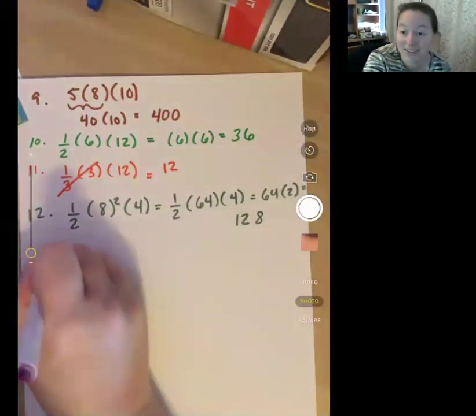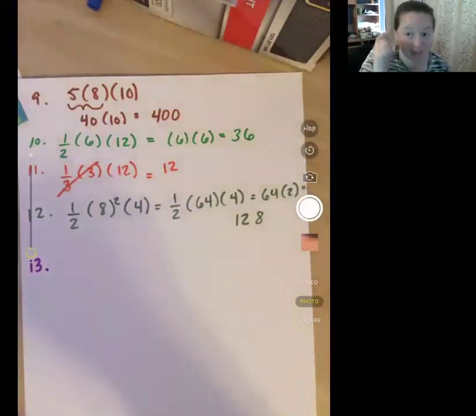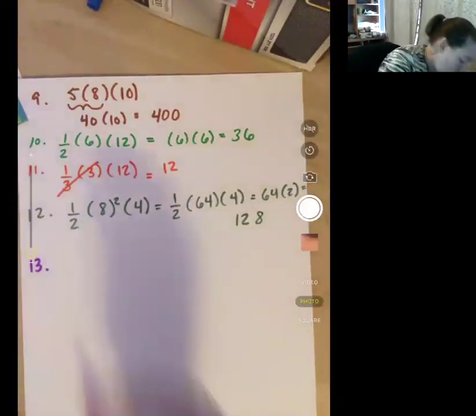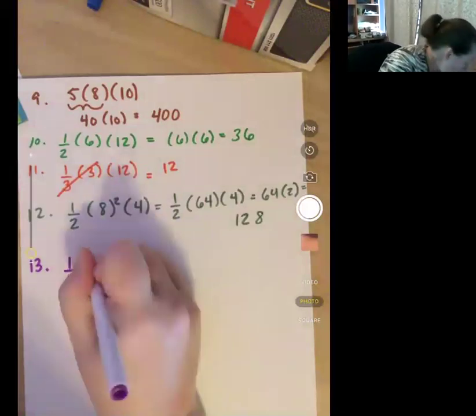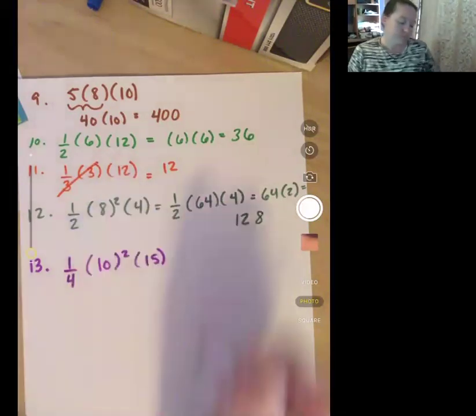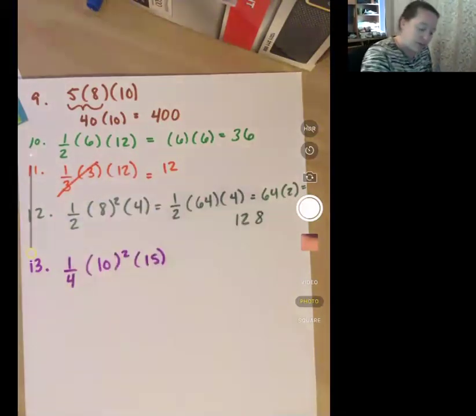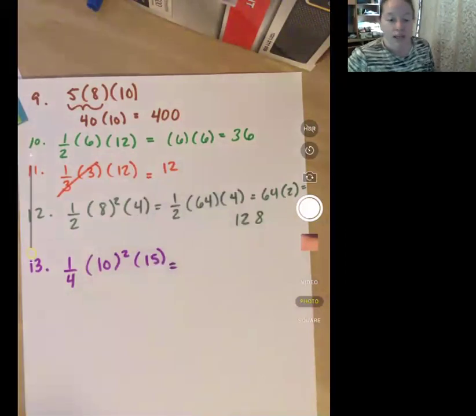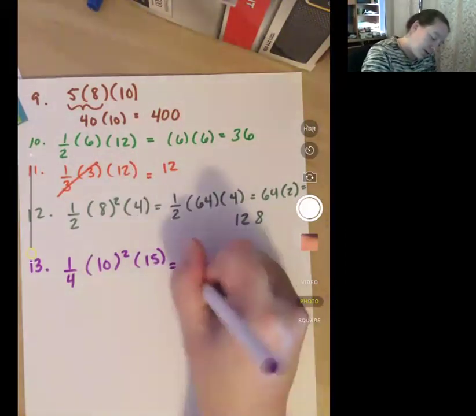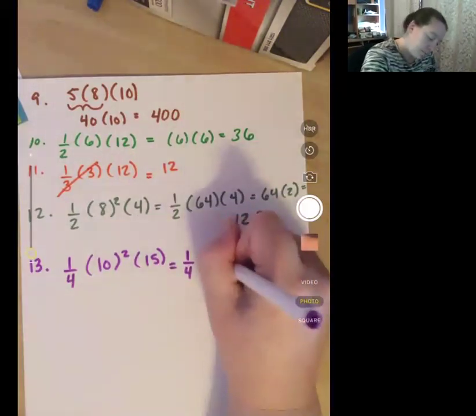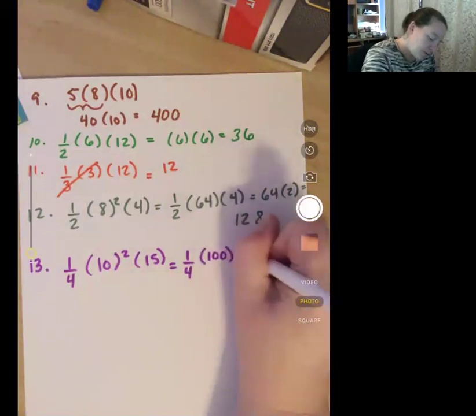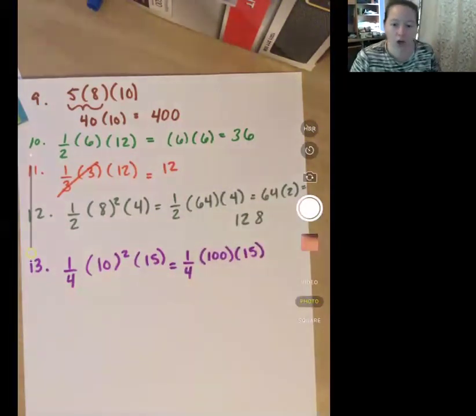Number 13. I've yet to get out a calculator. All of this stuff I'm just doing in my head. I'm explaining how I'm doing it. 1/4 times 10 squared times 15. Okay, so first off, I need to get rid of that squared. 1/4 is fine. 10 squared, which is 10 times 10, which is 100, times 15.